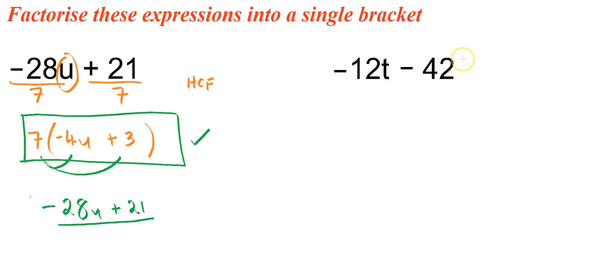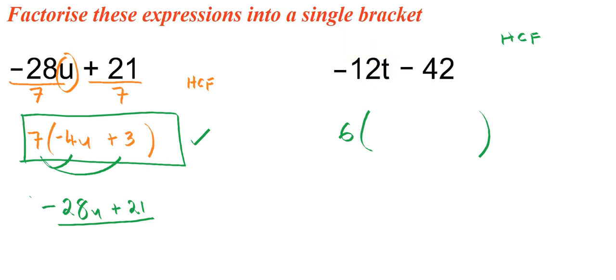On this side, we go through the same kind of process. We have to find the highest common factor. So if we go through our times tables, we'll figure out that 12 and 42 both share a 2, both share 3, but they also share 6, and 6 is the biggest common factor, or the greatest common factor, so we put 6, and then we put our brackets.